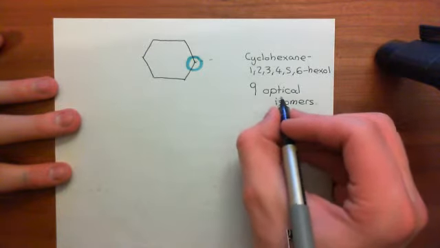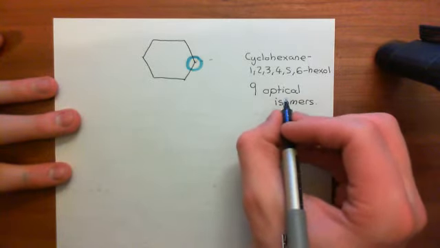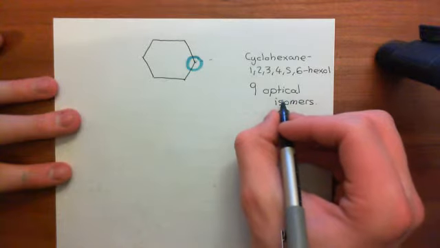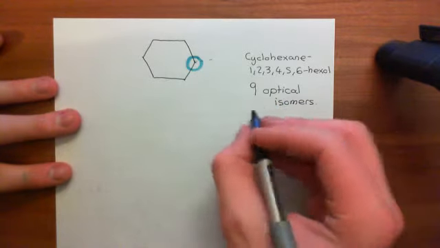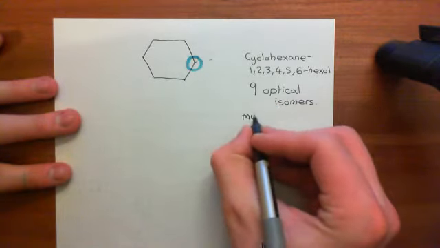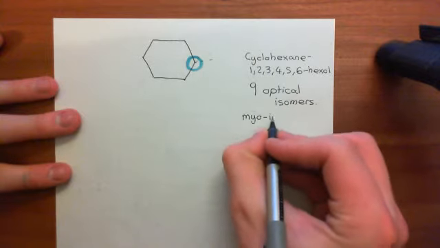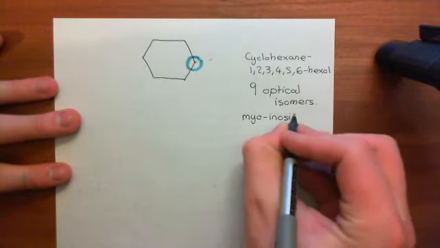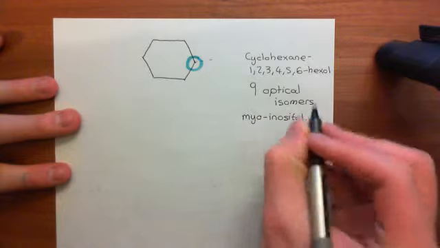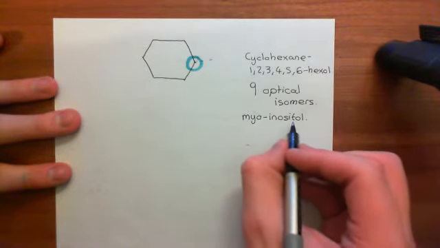So, which optical isomer is present within cells? Thankfully there's only really one optical isomer of inositol that is used within cells, and it is something known as myo-inositol, and I'm going to show you the optical isomerism of myo-inositol now.